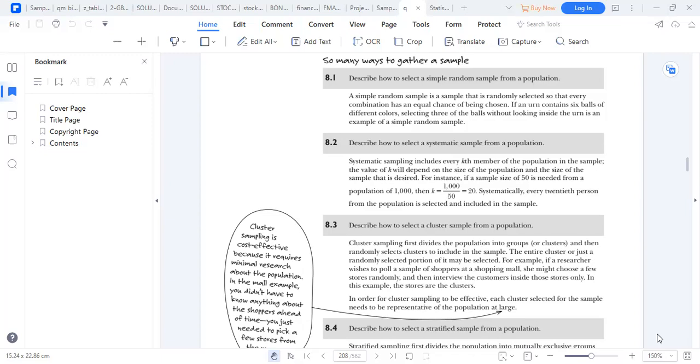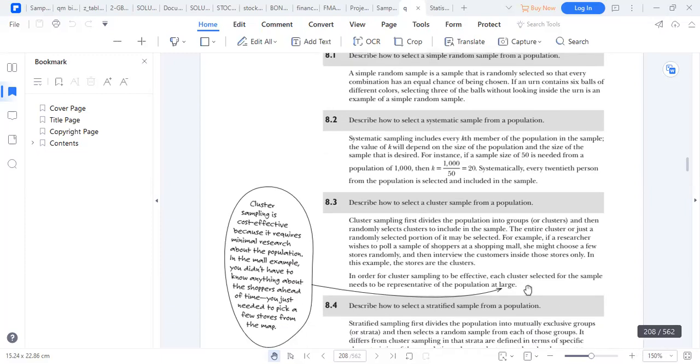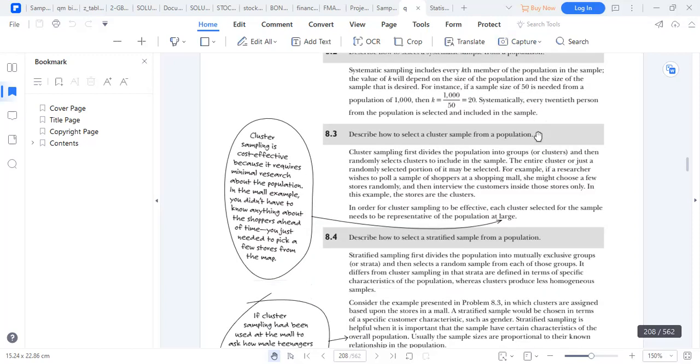Cluster sampling is very cost effective because it helps us use minimal costs on a sample population. So in this example, we talked about the mall. You don't have to know anything about the shoppers ahead of time. You just pick them from a few stores and ask them about a particular product. For instance, Trade Kings want to find out how their product offering is.